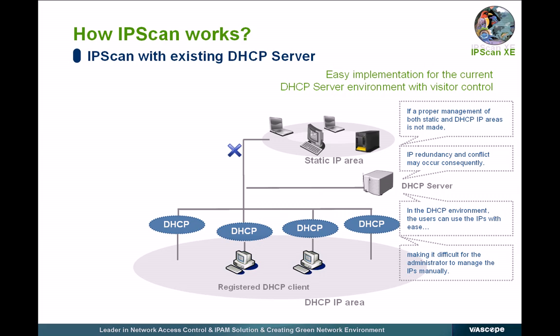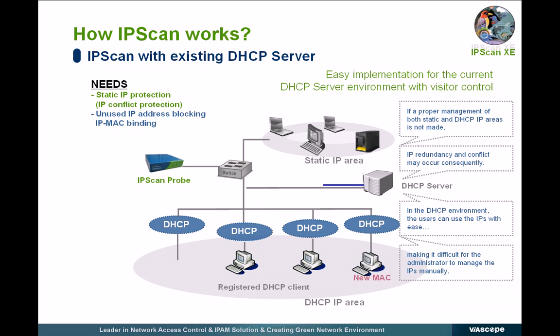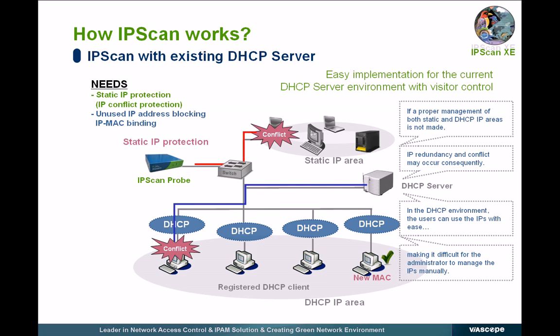In the DHCP environment, the users can use the IPs with ease, making it difficult for the administrator to manage the IPs manually. In other words, unauthorized users can access the corporate network and be assigned IPs with no problem, a fatal vulnerability in the network security. Unlike this vulnerability, IPscan detects an access by any unauthorized user right after he or she accesses the corporate network and transfers blocking packets. By these packets, the unauthorized user will be blocked and isolated from the internal network.